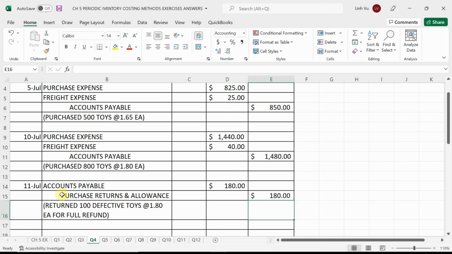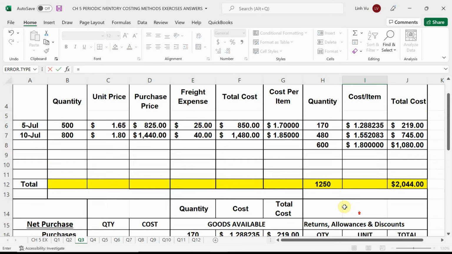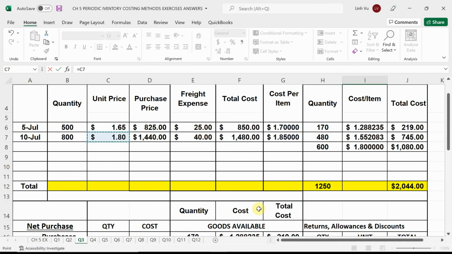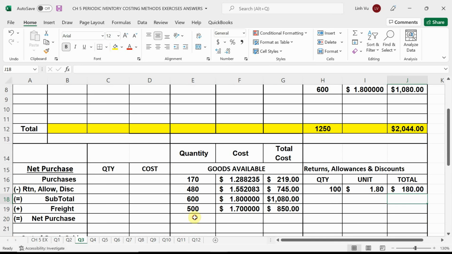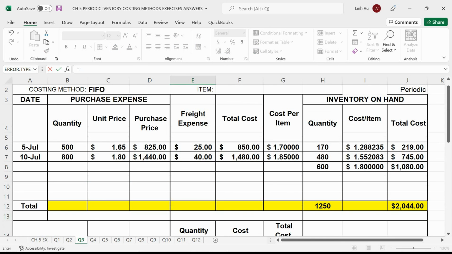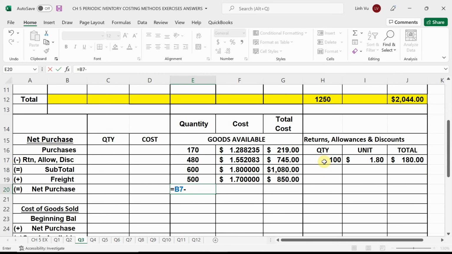Okay. So let's go ahead and update our inventory worksheet here. On July 11, we returned 100 toys at $1.80 each from this batch of inventory. Therefore I should be getting $180 back. That means my goods available is going to change for that batch of inventory because I no longer have 800 units anymore, because I ended up returning 100 of them. So how much do I have available? 700. We only have 700 left.